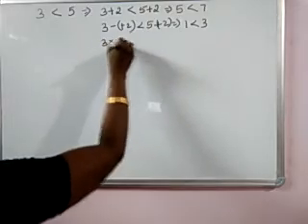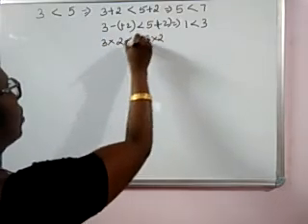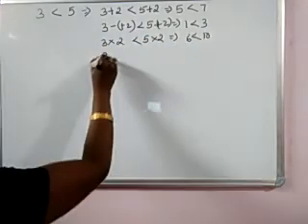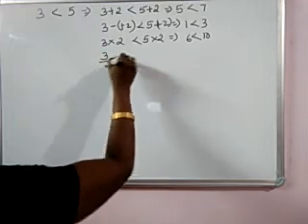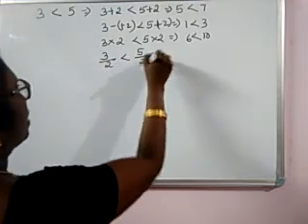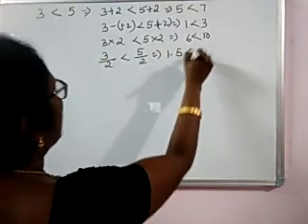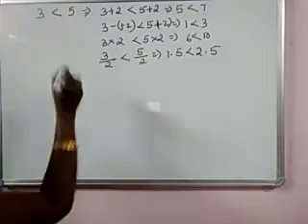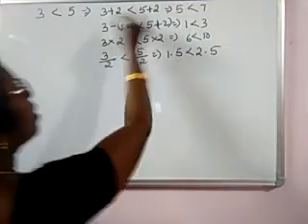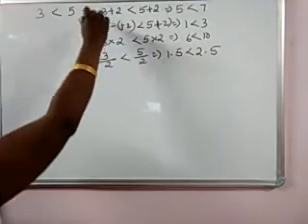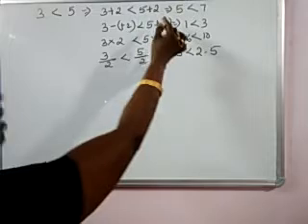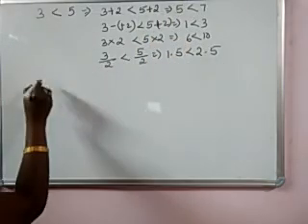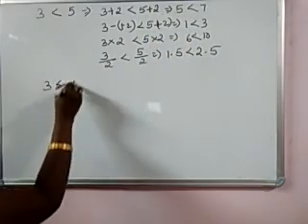Similarly, 3 into 2, 5 into 2. That implies 6 is less than 10. 3 by 2 is less than 5 by 2, that means 1.5 is less than 2.5. So here there is no problem. Here, both sides are added, subtracted, multiplied and divided by plus 2. Now let me do it with a negative integer.